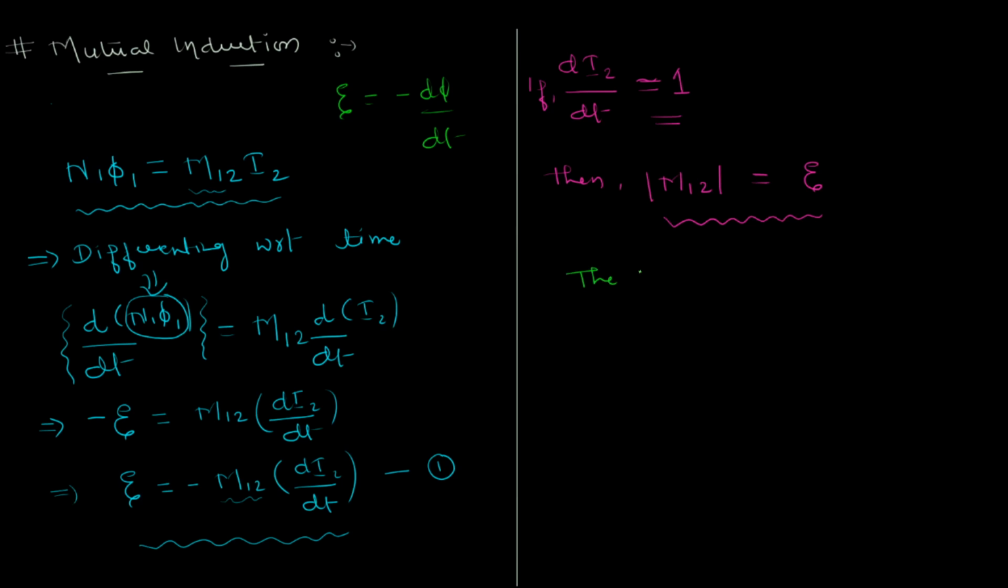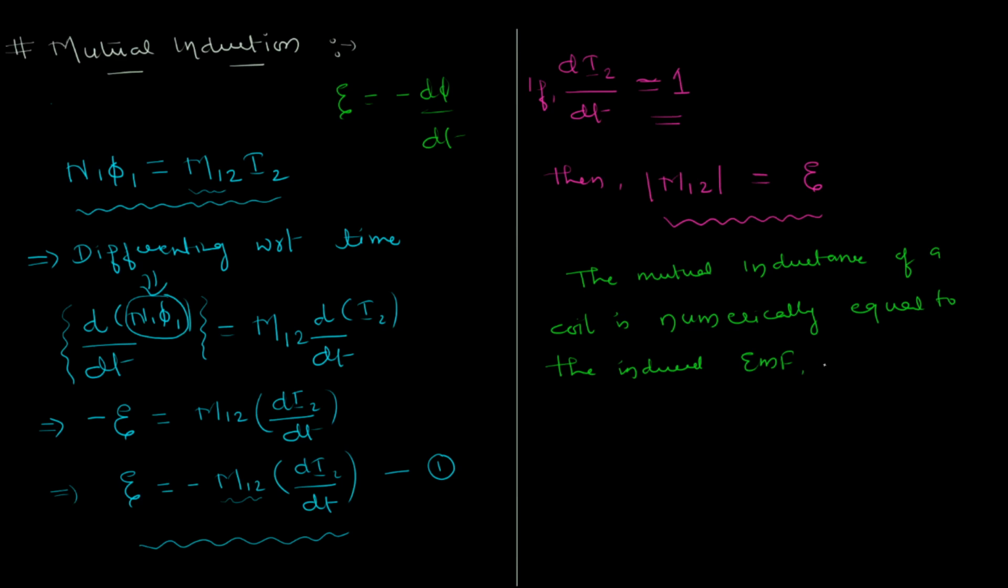the mutual inductance of a coil is numerically equal to the induced EMF, provided you have done this, if the rate of change of current is equal to 1, or just to be a little fancy, is unity, which is equal to 1.